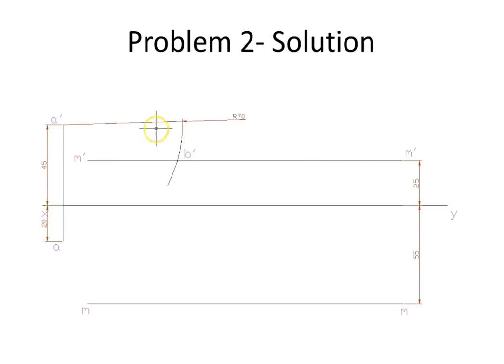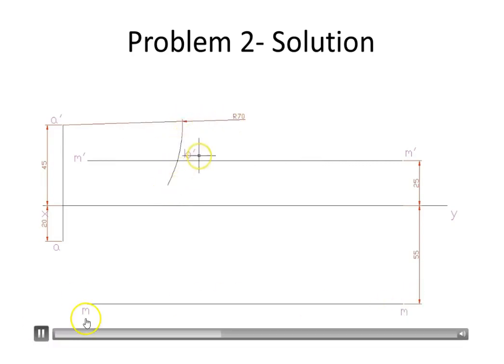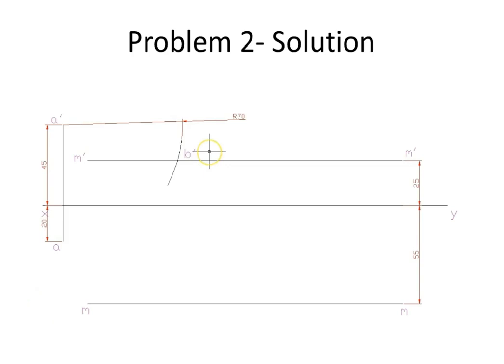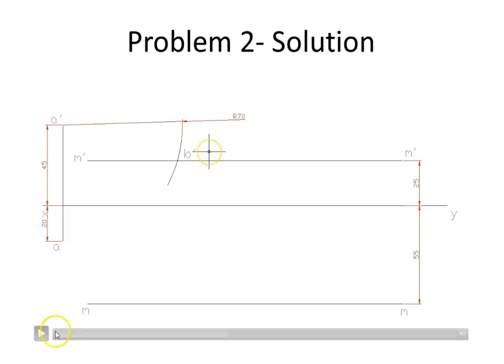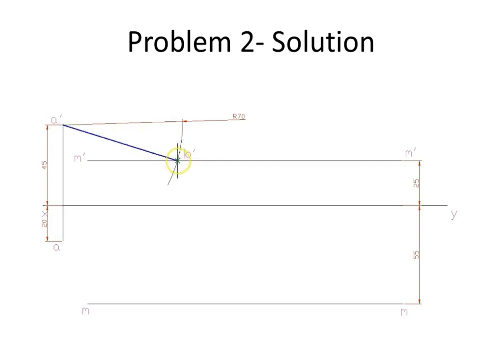The next step would be to take A dash as center, and with a radius of 70 mm, we draw an arc. And now we join A dash and B dash. This is actually the true length which we have drawn, assuming that the line is parallel to VP and inclined to HP alone. And correspondingly, the other projection will be horizontal and parallel to the XY line, as we have learned. That we mark as AB.